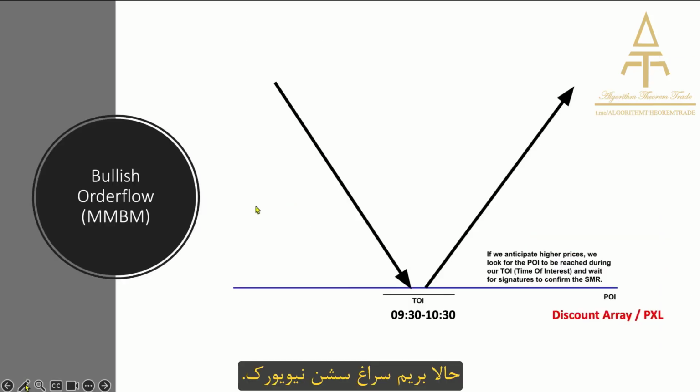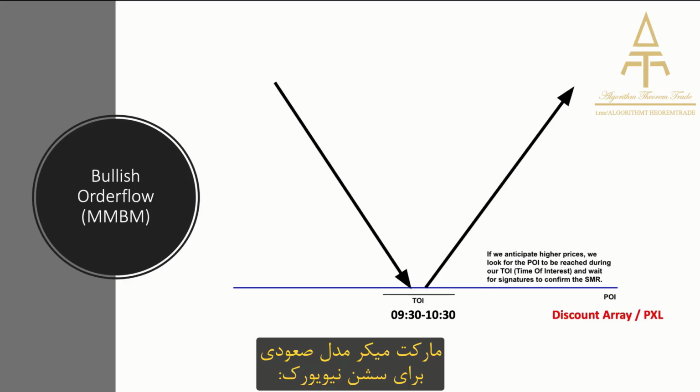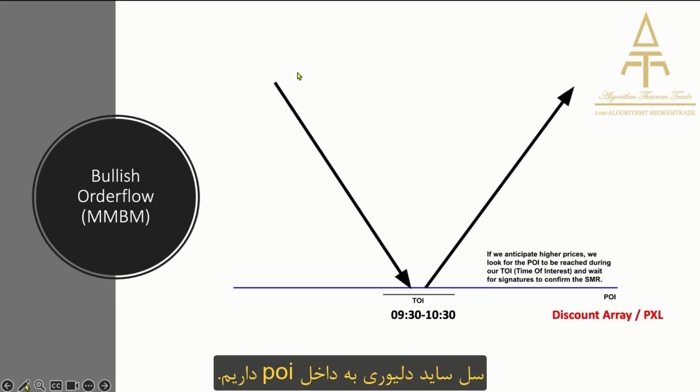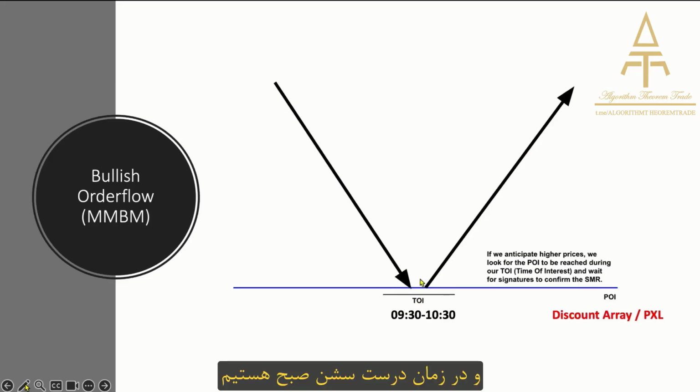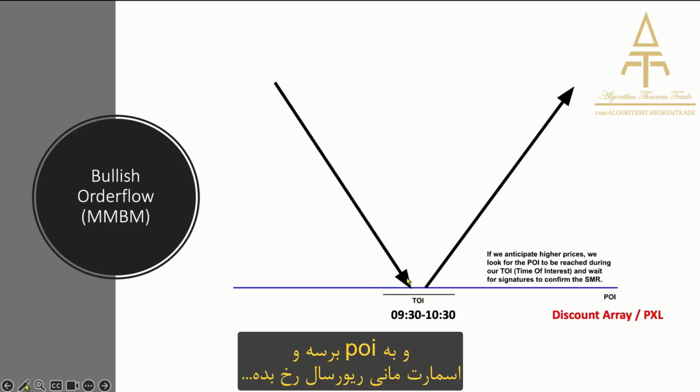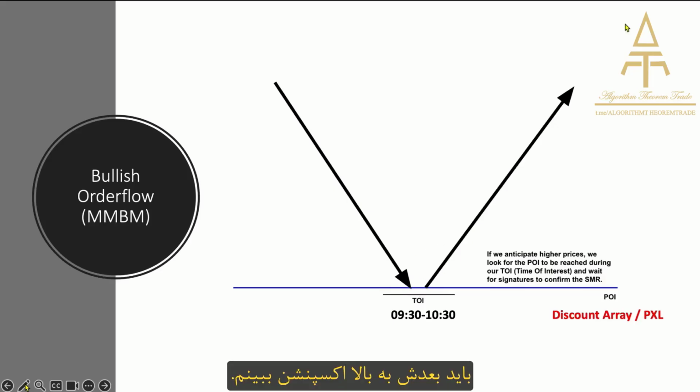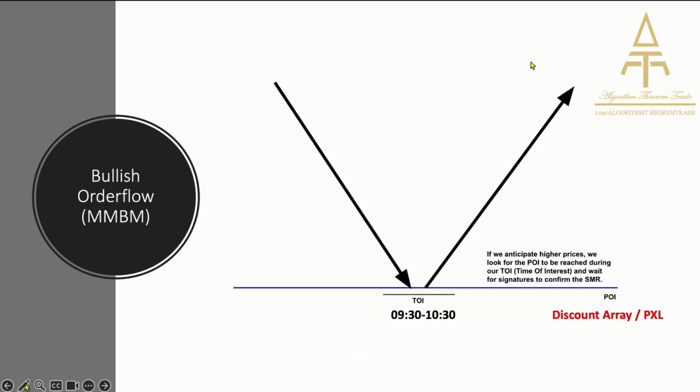So let us now take a look at the New York session. The New York session bullish order flow model looks like the following. It's a market maker buy model. What we see is that sell side delivery occurs into a point of interest during the right time of the AM session. During 9:30 to 10:30 AM, we want to see the point of interest get reached, smart money reversal form, market should expand higher once the smart money reversal is in.